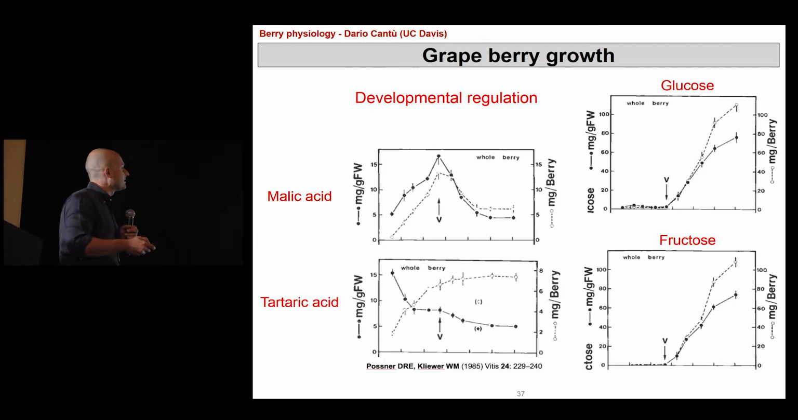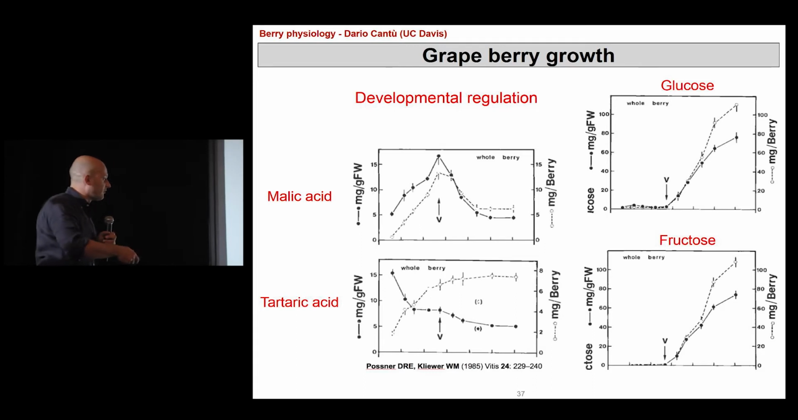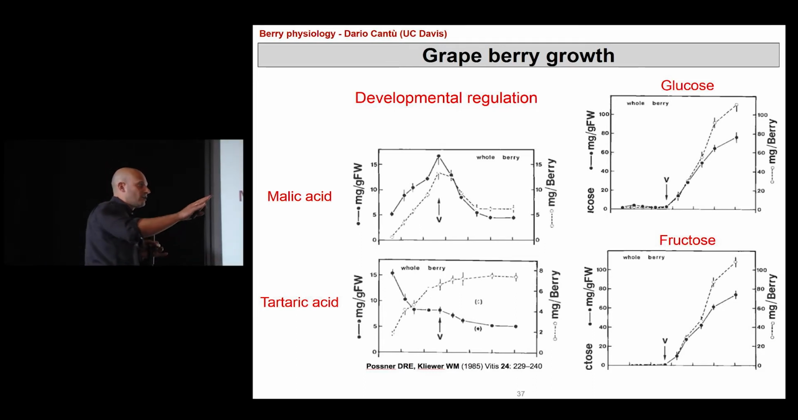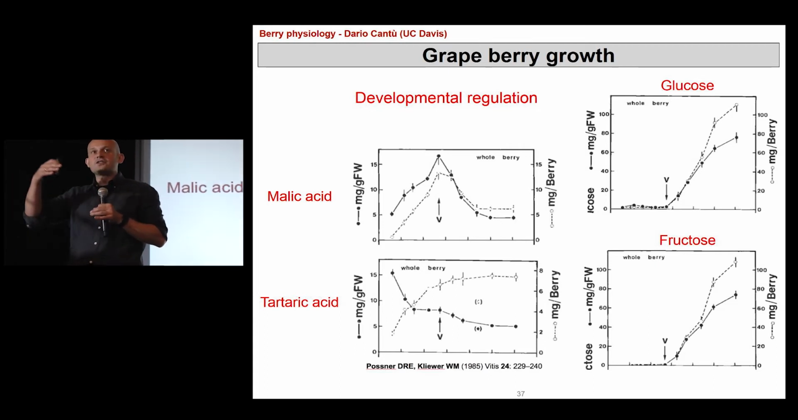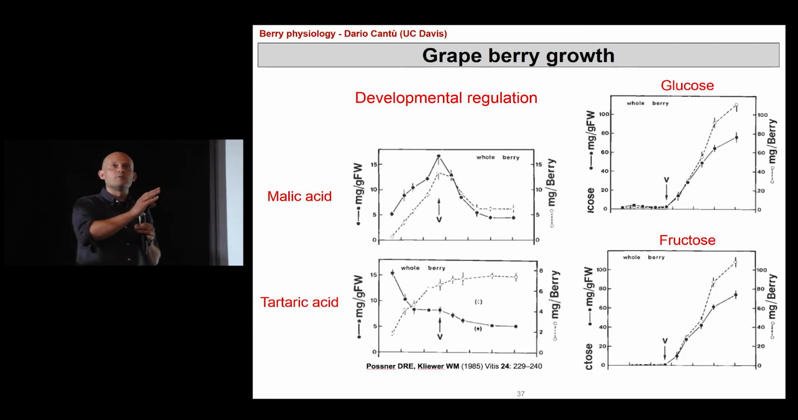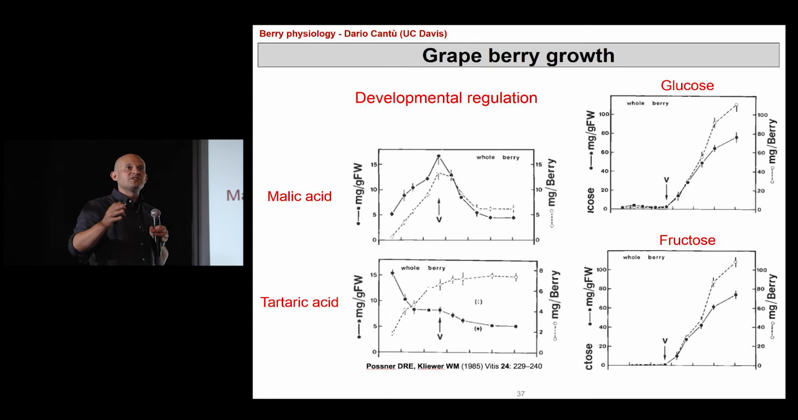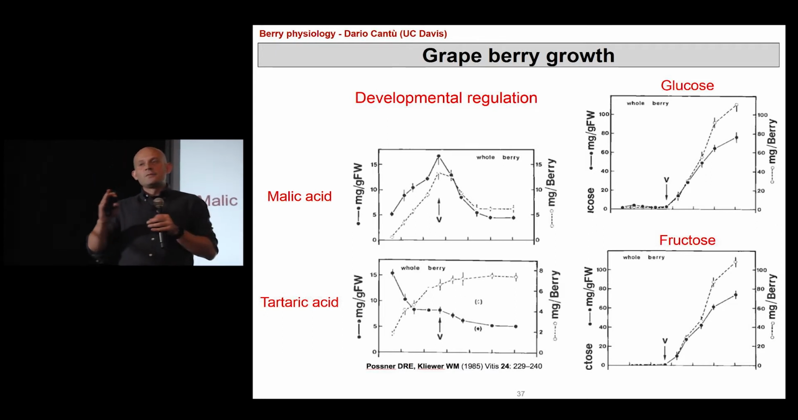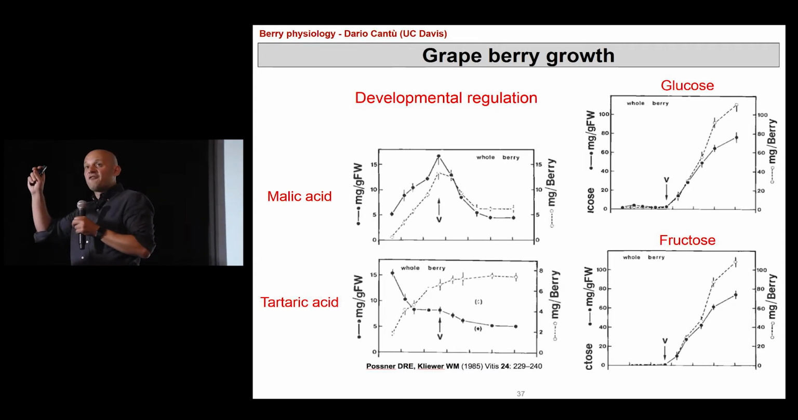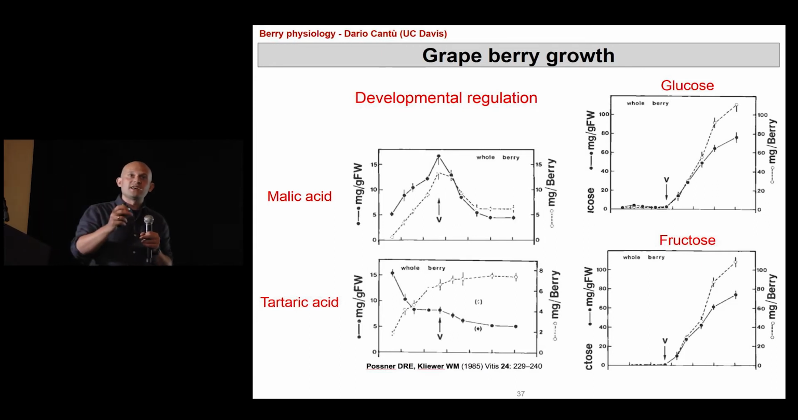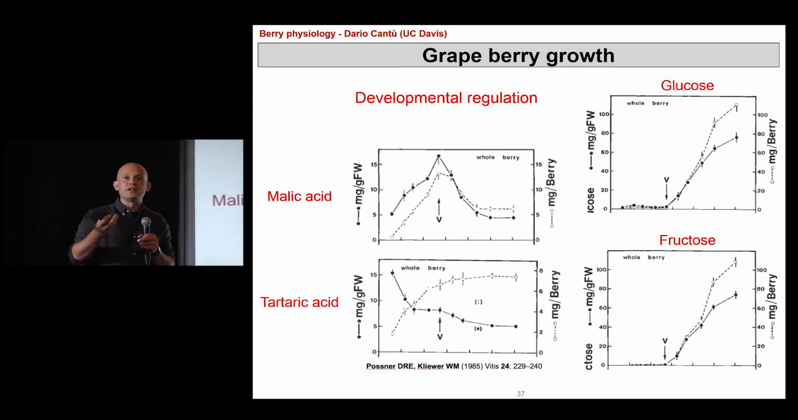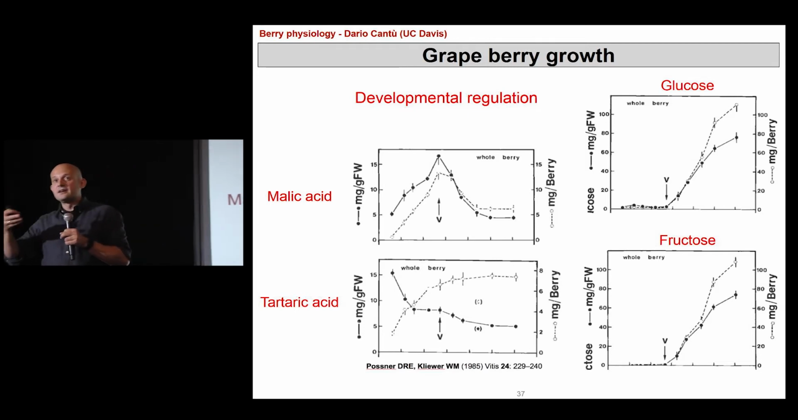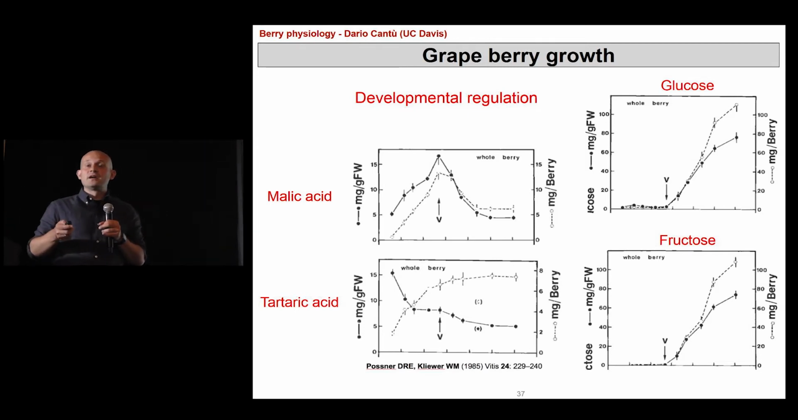Okay, I still have 15 minutes. So here is just a picture of the patterns of malic acid, tartaric acid, glucose and fructose accumulation in the berry. I don't want to go too much into the metabolism of the berry, but just to show how remarkably those metabolic events follow the growth of the cells, follow the change in color, follow the change in other secondary metabolic compound accumulation.